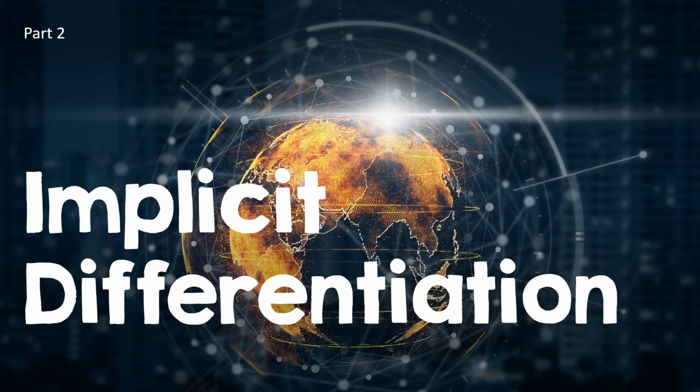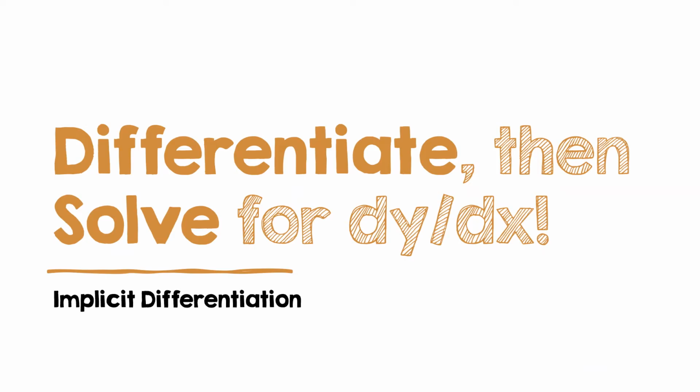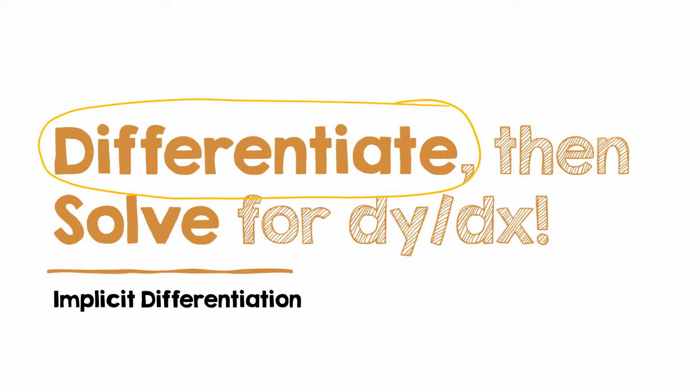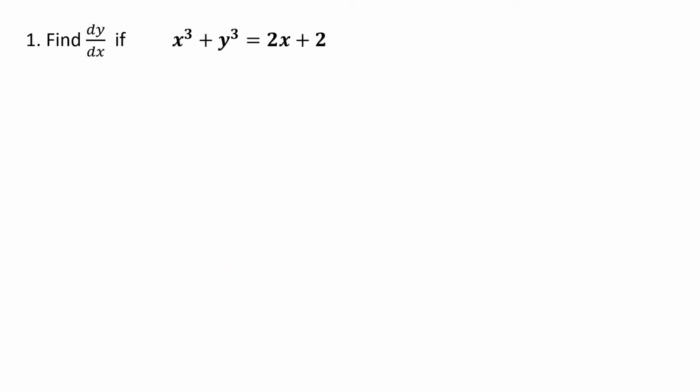Implicit differentiation, part 2. Remember that for implicit differentiation, we need to differentiate, remembering that when you differentiate y with respect to x, we have to remember to multiply by our dy dx due to chain rule, and then we solve for dy dx. So let's find dy dx if x cubed plus y cubed is equal to 2x plus 2.